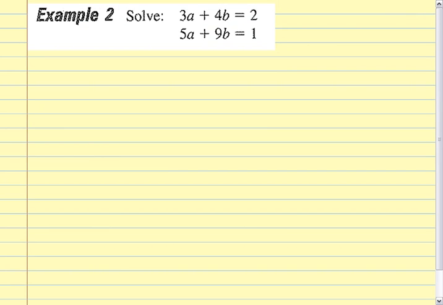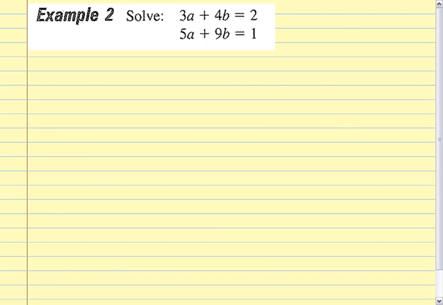But see, when we look at this second one, 3 and 5 with the a's, that doesn't really go in very evenly. 3 doesn't go into 5, 5 won't go into 3. Same thing with the coefficients of the b. 4 and 9, 4 doesn't go into 9 right away, and 9 doesn't go into 4. Okay? So sometimes we have to actually change both equations.